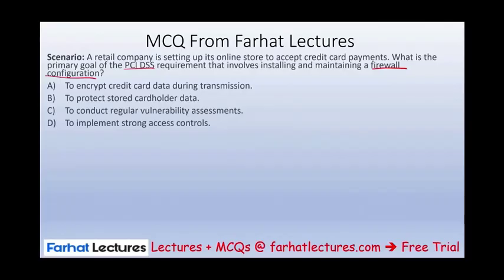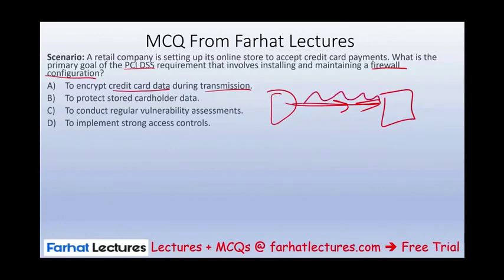Well, let's start with A. To encrypt credit card data during transmission. Is this the purpose of the firewall? Well, you want to encrypt credit card information during transmission, but this is when the customer is communicating with your company. Is this the purpose of the firewall? No, during transmission, it's good to encrypt the data, but that's not the purpose of the firewall. Therefore, A is out. So A is a correct statement, but not for the question that we are asking.